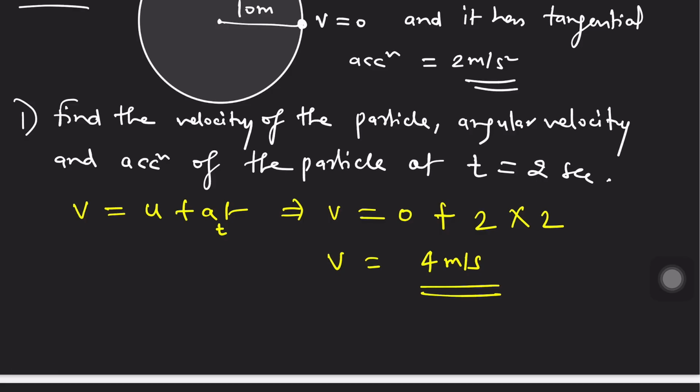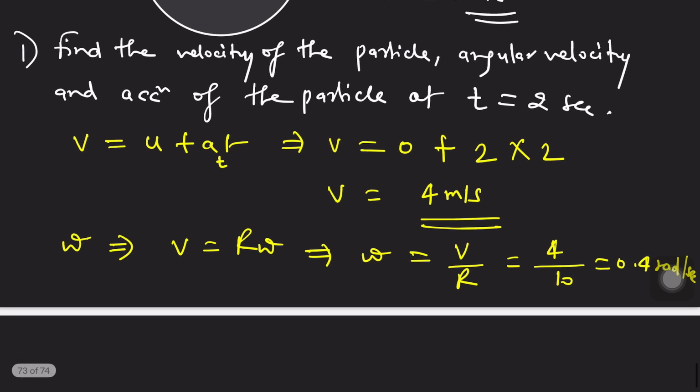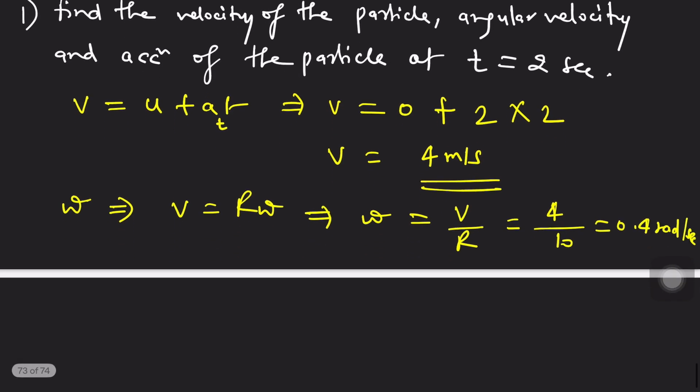Second, we have to find out omega. We know that v is equal to r omega. So from this relation we can directly find the omega value. The omega value will be v by r, and v is 4, and r is 10. So this will be 0.4 radian per second. That would be your omega.